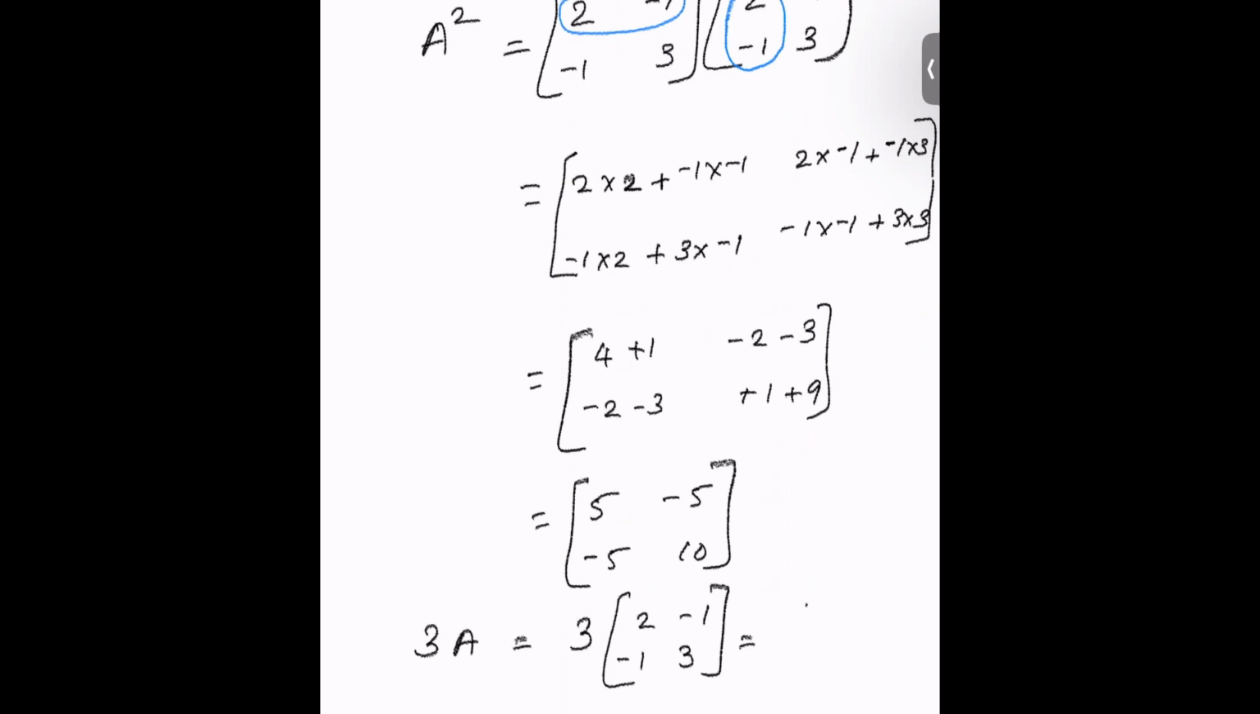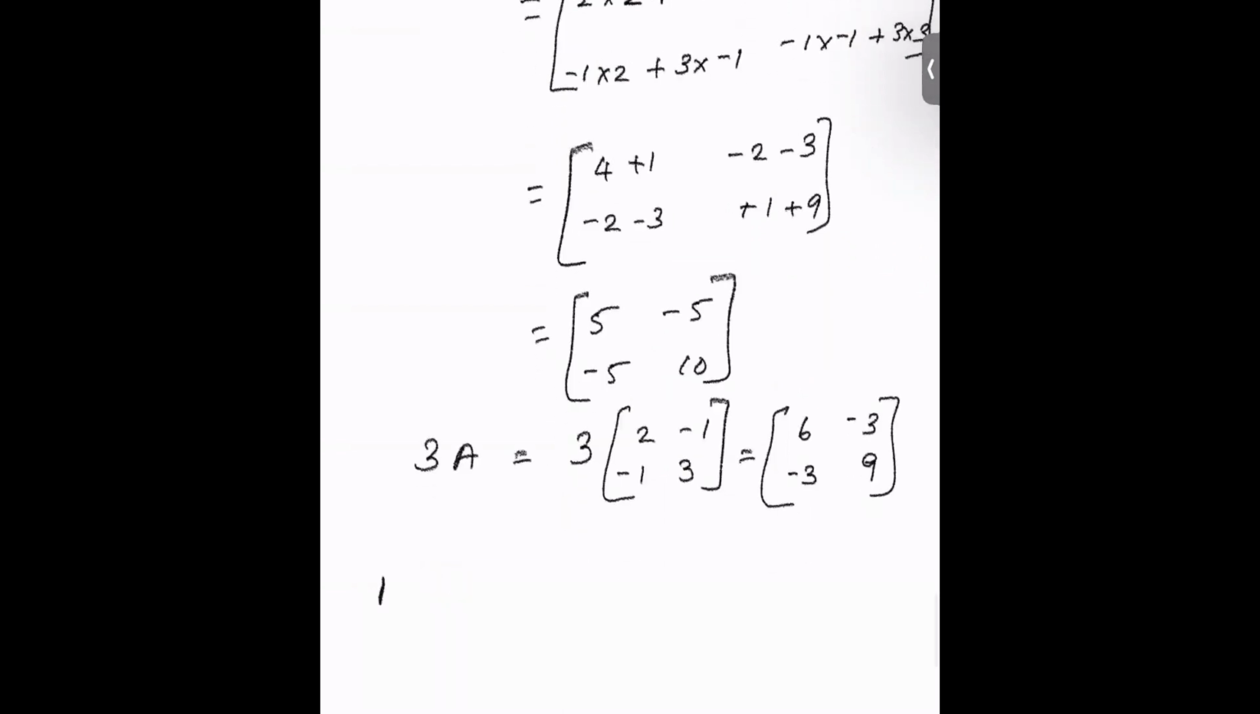So 3 into 2 is 6. 3 into negative 1 is negative 3. 3 into minus 1 is again negative 3. 3 into 3 is 9. Next is 2i. So that we can do together.